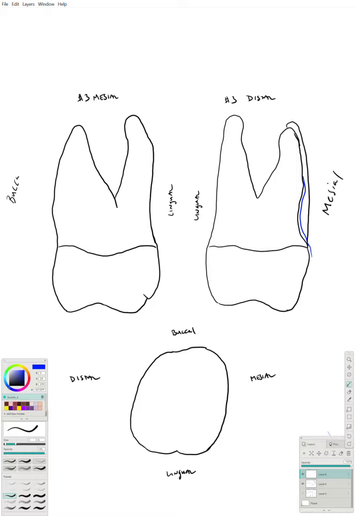Distal. Wow, that just messed me up. This is not mesial. This is buccal. That makes way more sense. That makes a lot more sense.